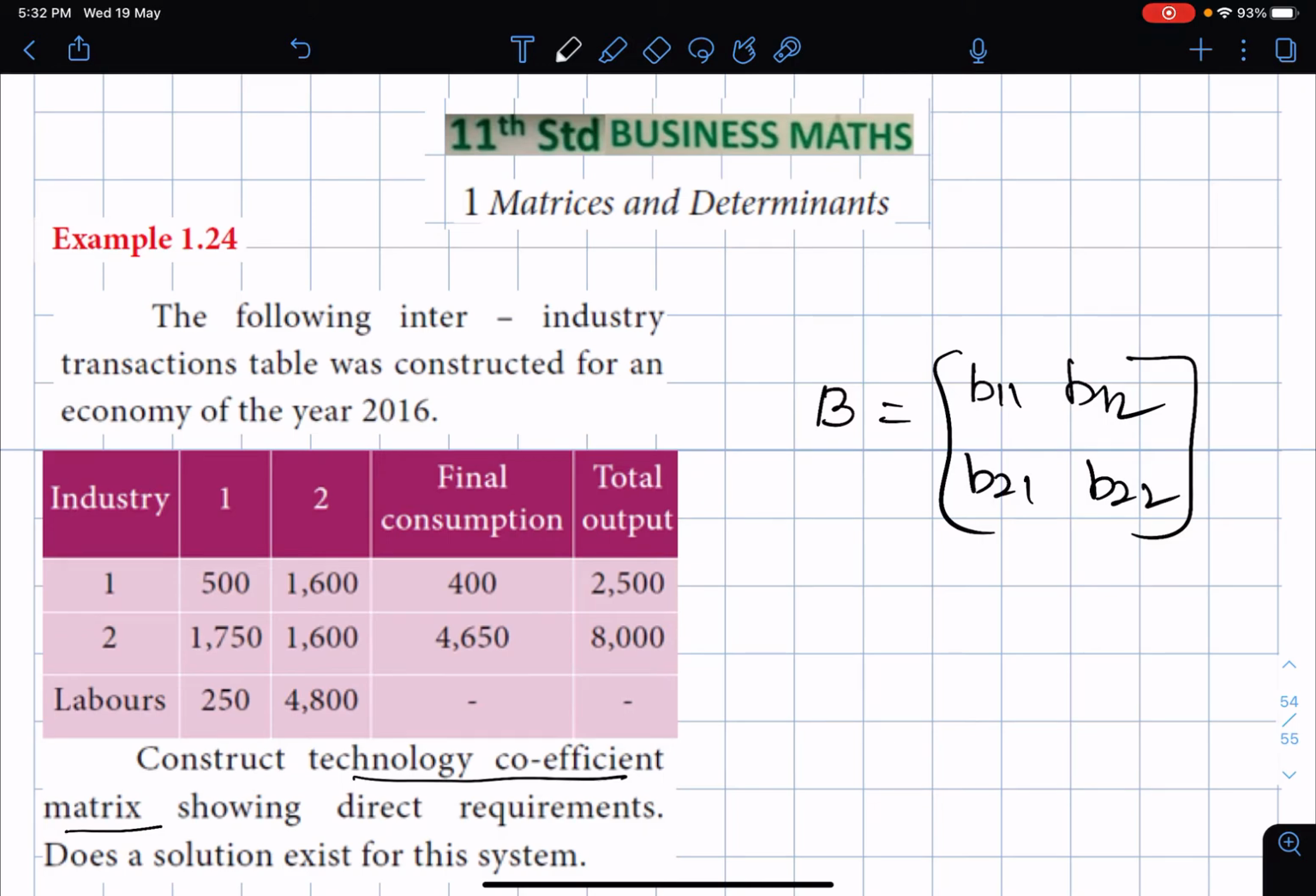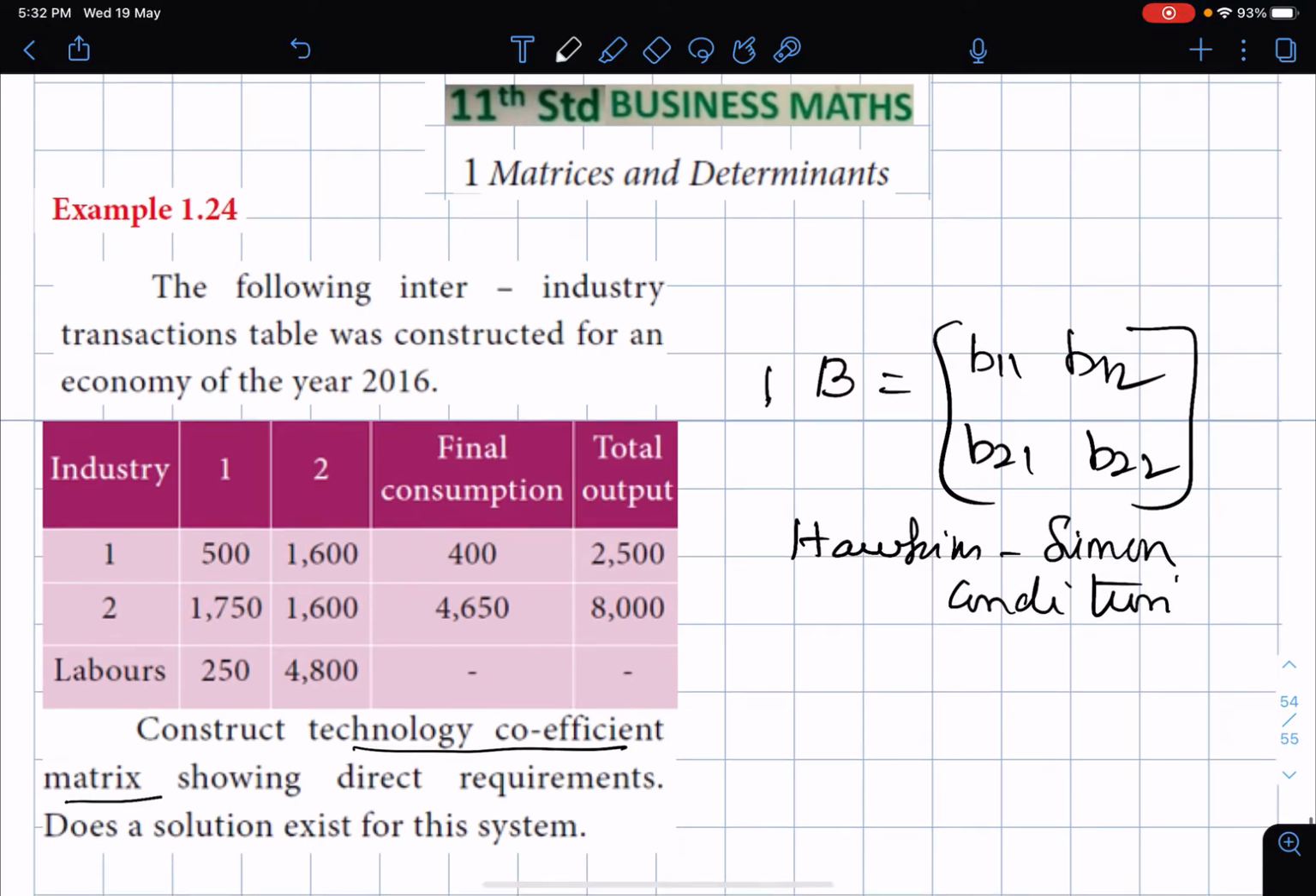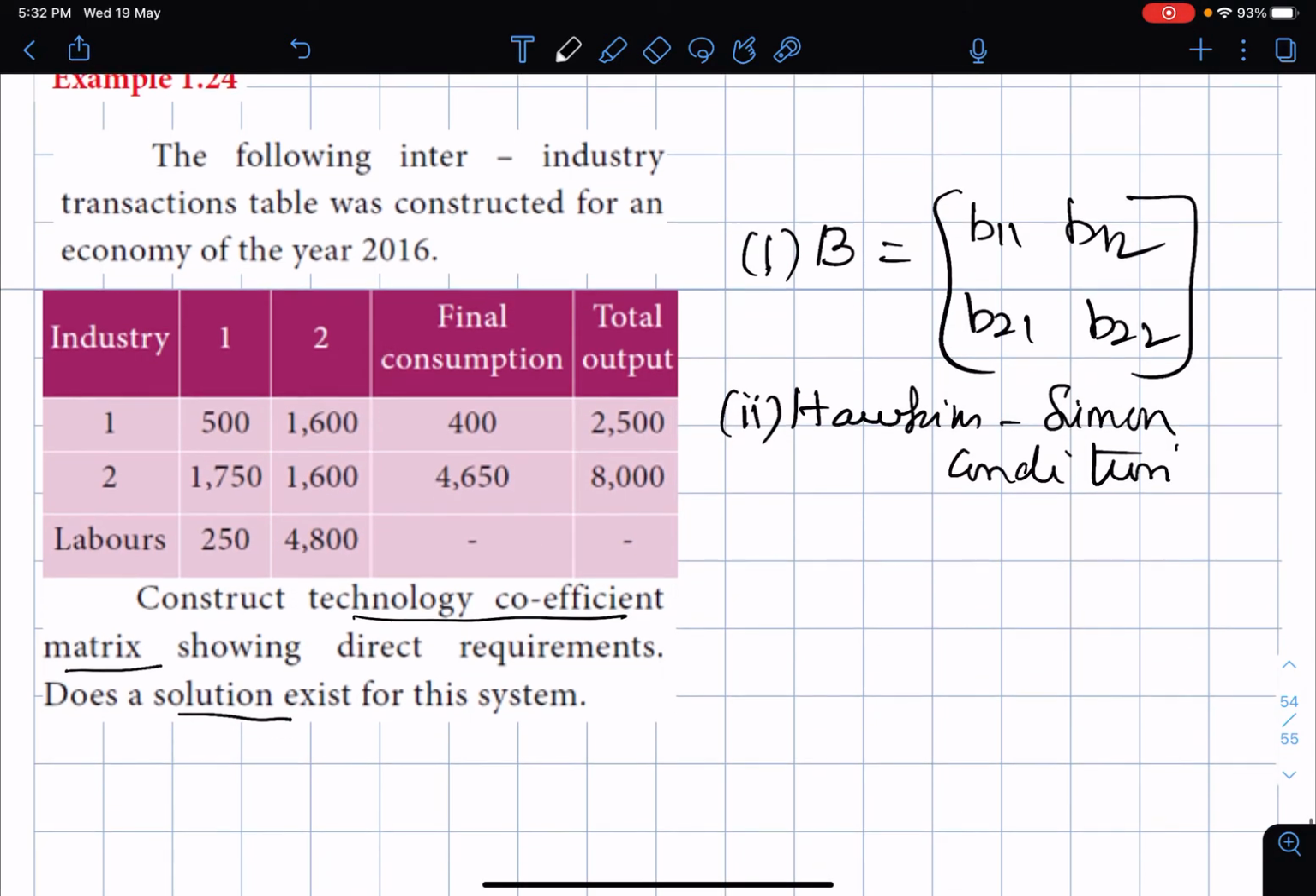And to find out whether a solution exists, if a solution exists, what do we have to verify? Conditions, the Hawkins-Simon condition. So we are going to do two subdivisions. One, you are going to find this, and the second subdivision, you are going to verify using the Hawkins-Simon condition whether a solution exists here.